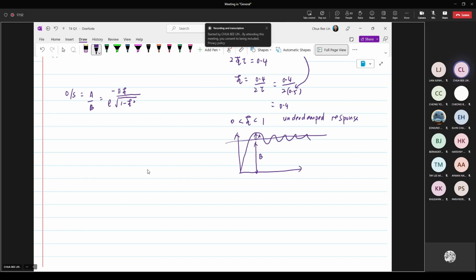Okay, so substitute e negative pi, your damping factor is 0.4, then over square root of 1 minus 0.4 power to 2. Okay, use your calculator, then you should get the answer of 0.2538. When you times 100%, you will get the answer of 25.38%. Okay, so this is how we get the overshoot.